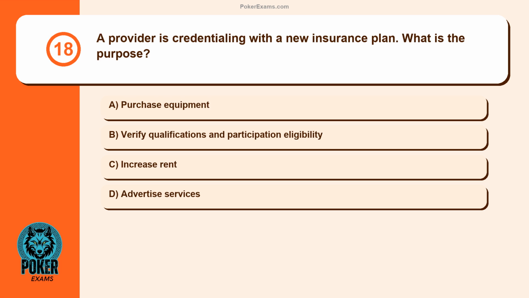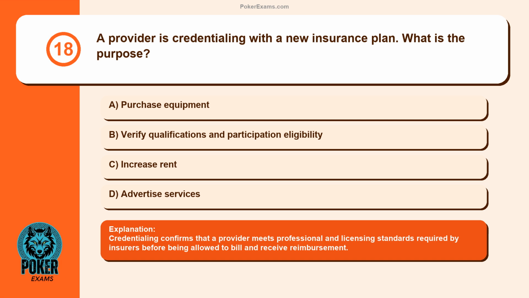Question 18. A provider is credentialing with a new insurance plan. What is the purpose? Purchase equipment. Verify qualifications and participation eligibility. Increase rent. Advertise services. Credentialing confirms that a provider meets professional and licensing standards required by insurers before being allowed to bill and receive reimbursement.